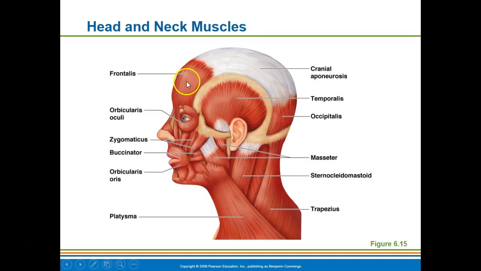So here's the frontalis, orbicularis oculi around the eyes. Here's the zygomaticus, so the smiling muscles, orbicularis oris around the mouth, masseter, and here's sternocleidomastoid. Okay, so those are the big ones that you need to know here.